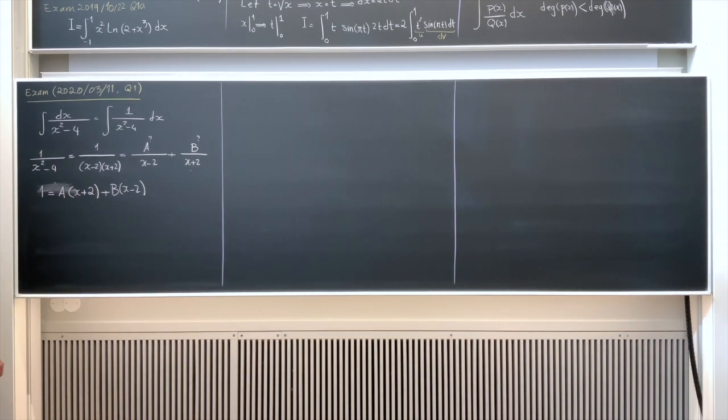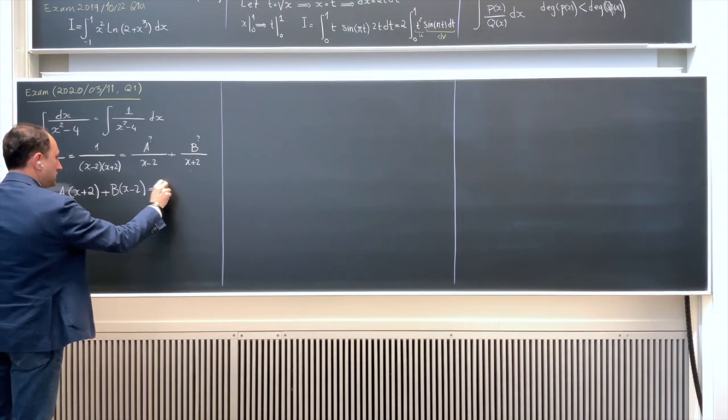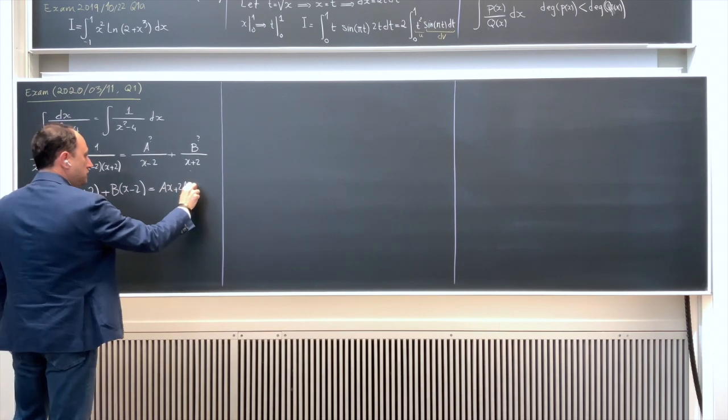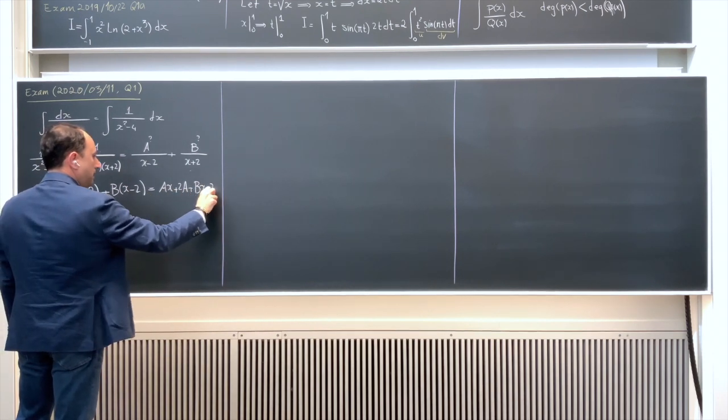What do I mean by organizing? I want you to write this polynomial in a standard form. Standard form means that if x appears, it should appear in one place. If x squared appears, it should appear in one place. So if you expand that, this becomes ax plus 2a. And if I expand that, it becomes bx minus 2b.